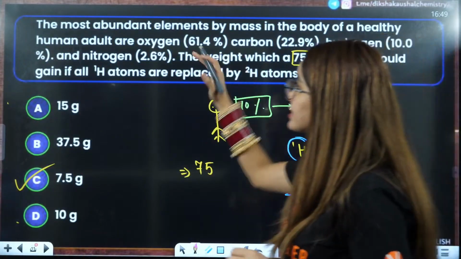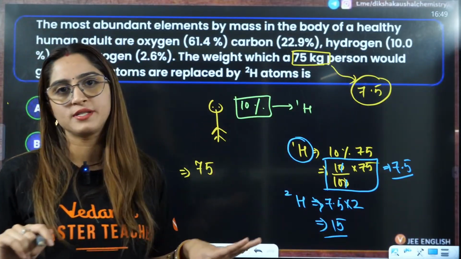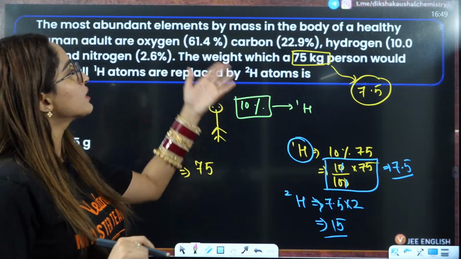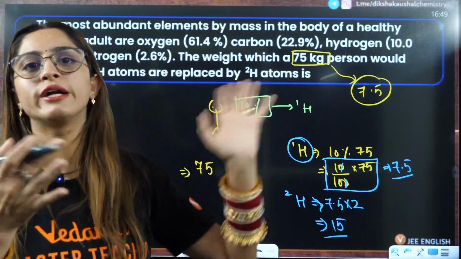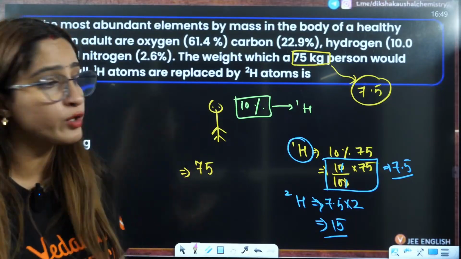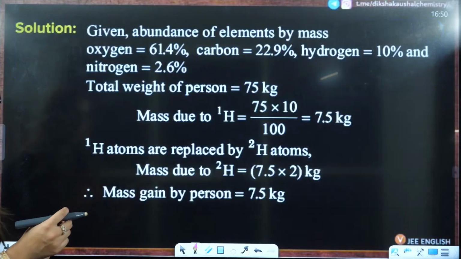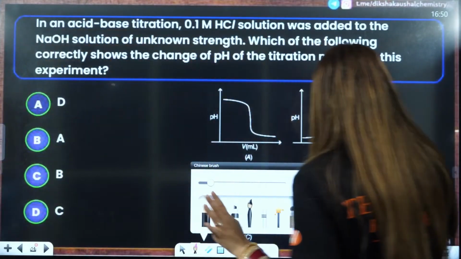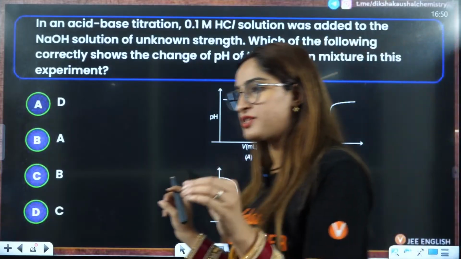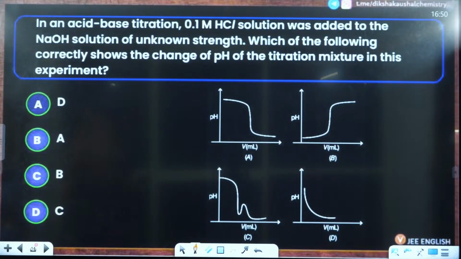Now, the question is actually simple. It's not a very complicated question. But what happens is we get confused: percentages are given to us, and we jump into calculating the empirical formula. That's not how you will solve this question. Is that clear to everybody? Next is an absolutely interesting question that you can solve within, let's say, 2 to 3 minutes.